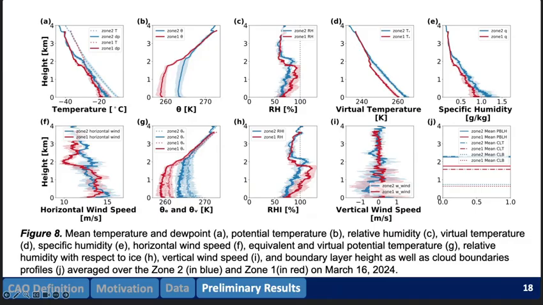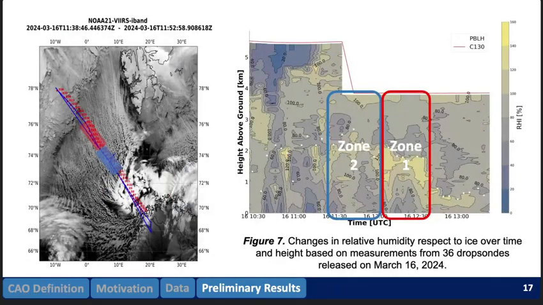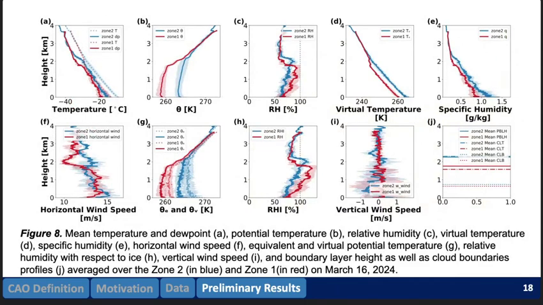And for zone 1, we have a more ice saturated situation compared to zone 2, very similar to this figure. The vertical wind speed is harder to tell, they are quite similar here. And the most important thing we see is that the boundary layer height for zone 2 is higher, and the cloud top height is also higher.